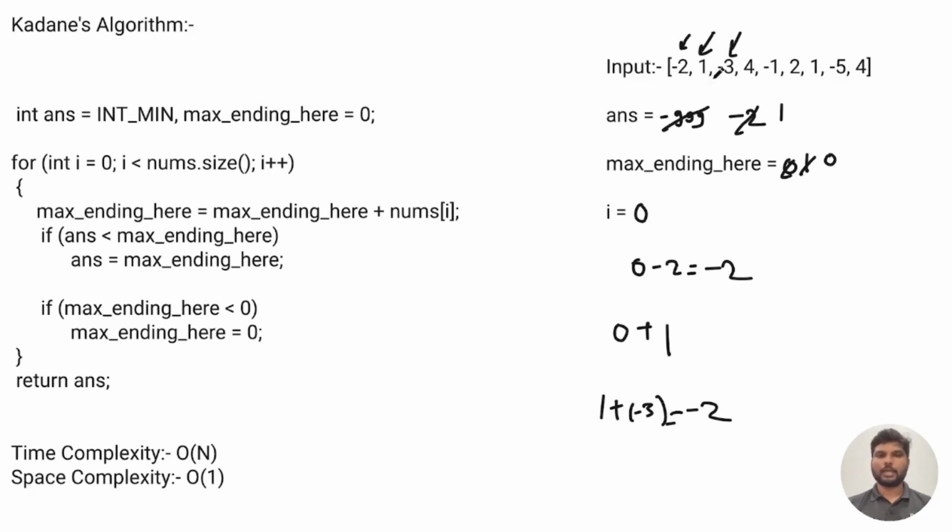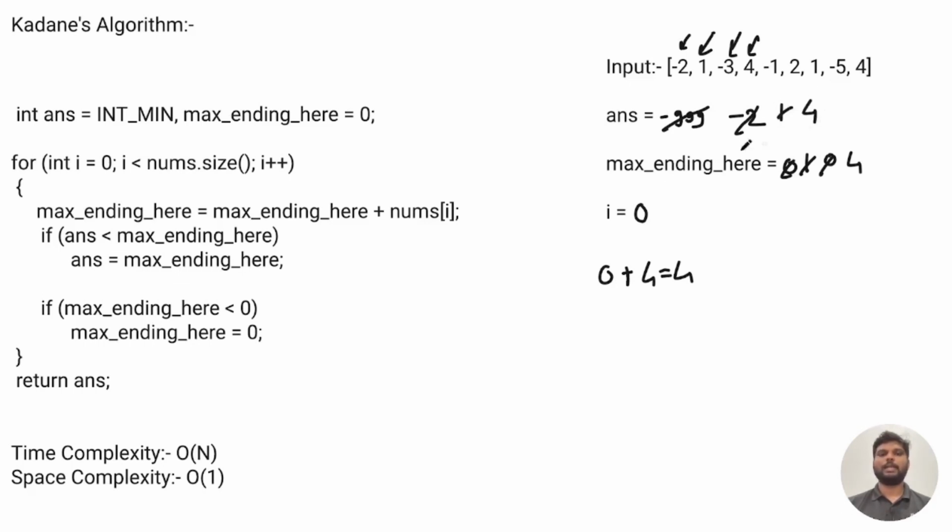Then we increment I. So we calculate max ending here. It becomes current max ending here, which is 0 plus nums I. Nums I is 4. Okay, so it becomes 4. So we assign 4 to the max ending here. Then we check if answer is less than max ending here. Well, that's the case. So we assign answer with the max ending here.